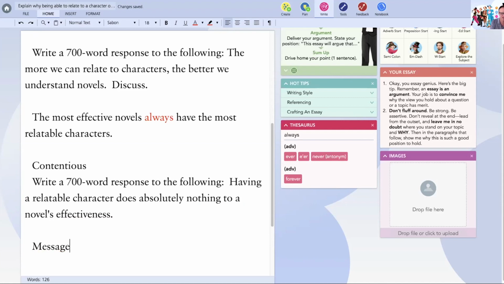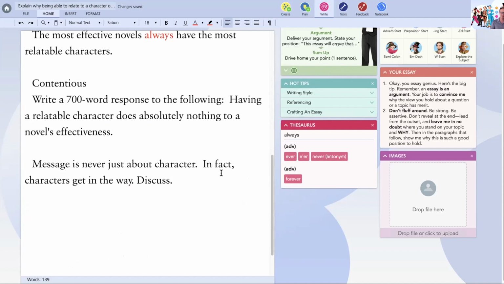Here's another one. Message is never just about character. In fact, characters get in the way. Discuss. And now the student actually wants to start to think about this stuff, can start to think, and they go, yeah, you know what?